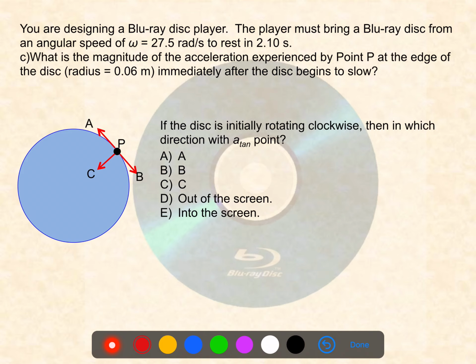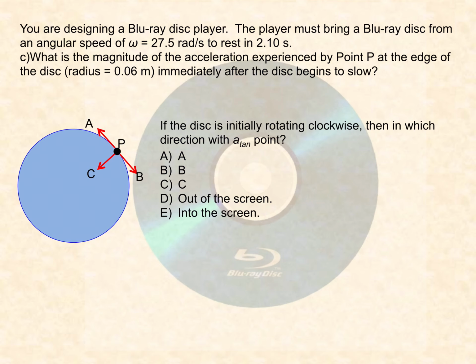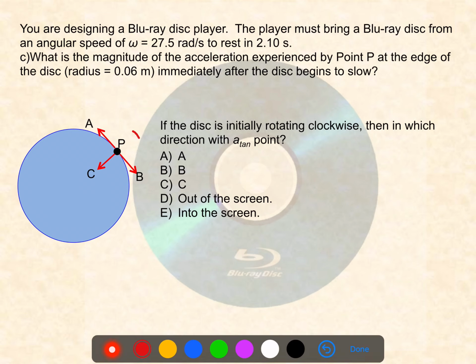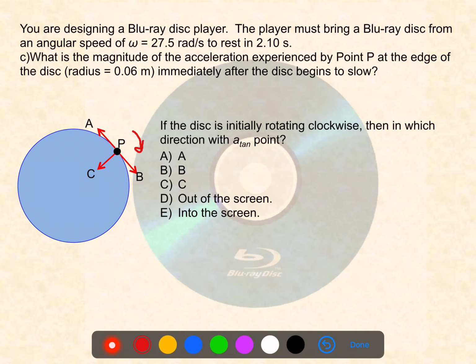So, by the way, what is the direction of that tangential acceleration? If this was initially moving in this direction, then the tangential acceleration would be A. If it had initially been moving this direction, then the tangential acceleration would be B. C points in the direction of the centripetal acceleration instead.